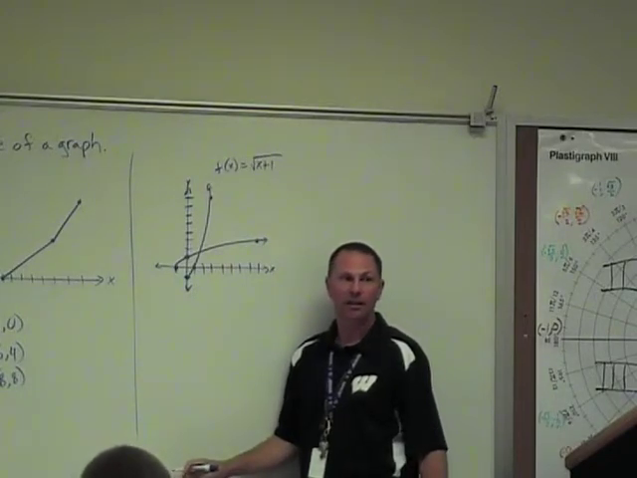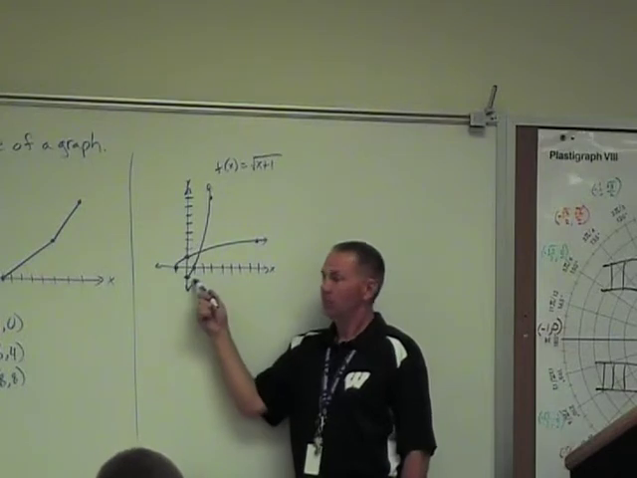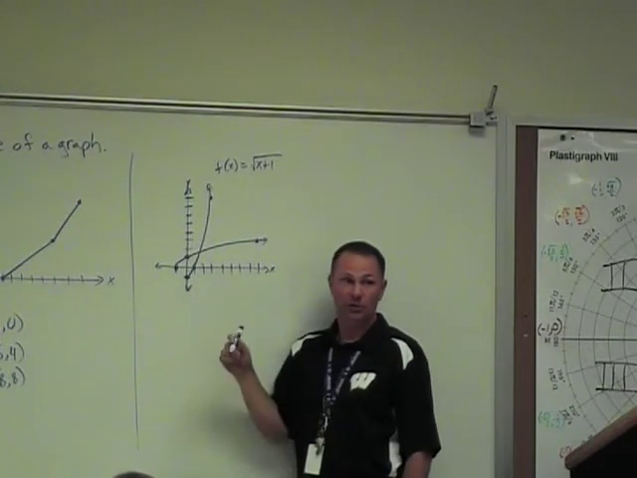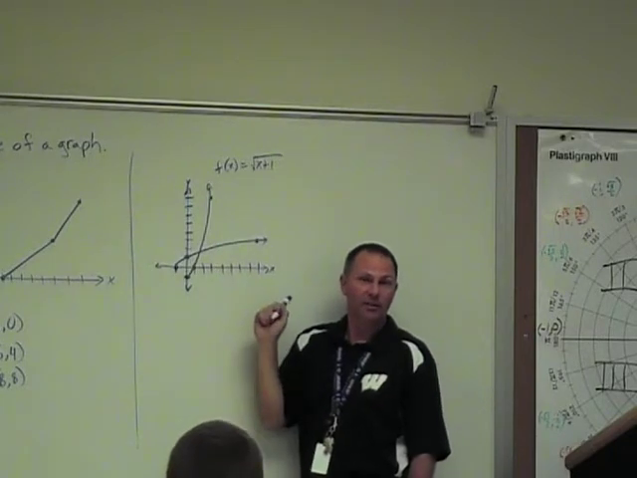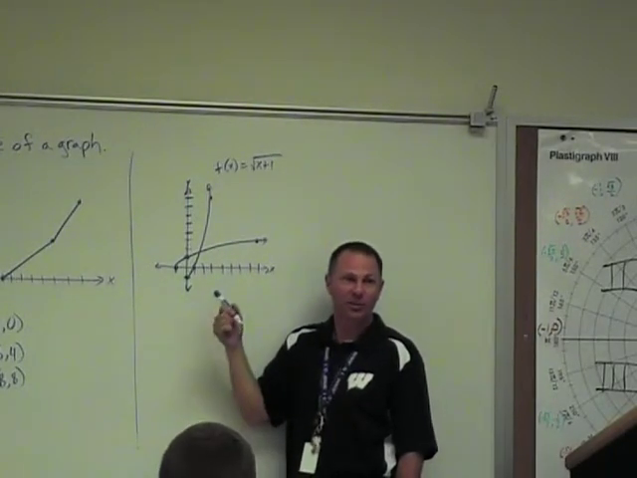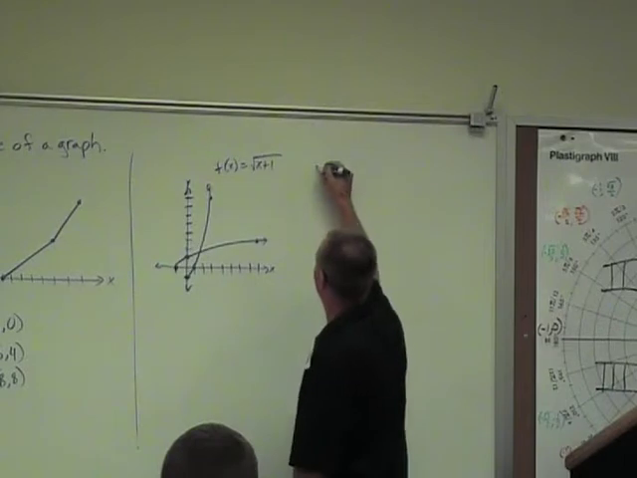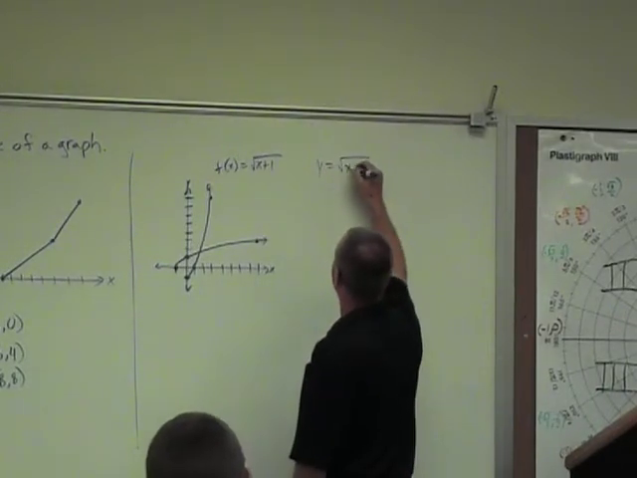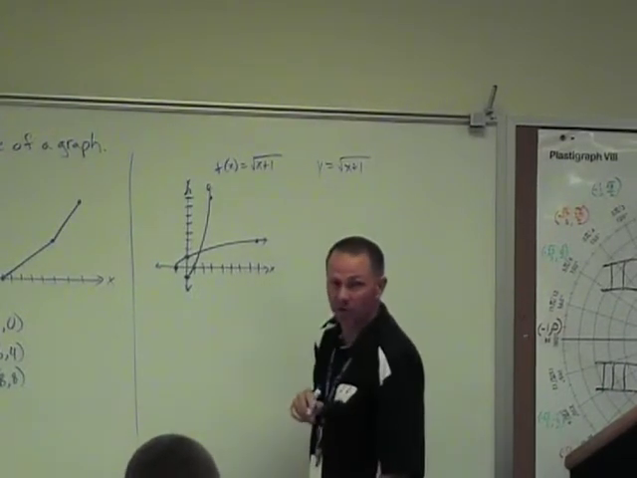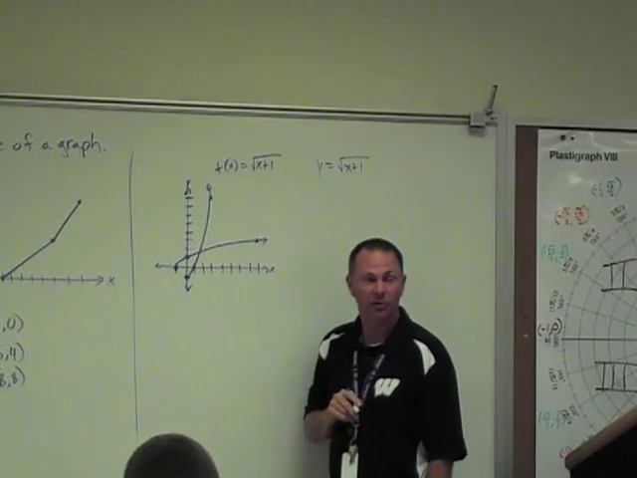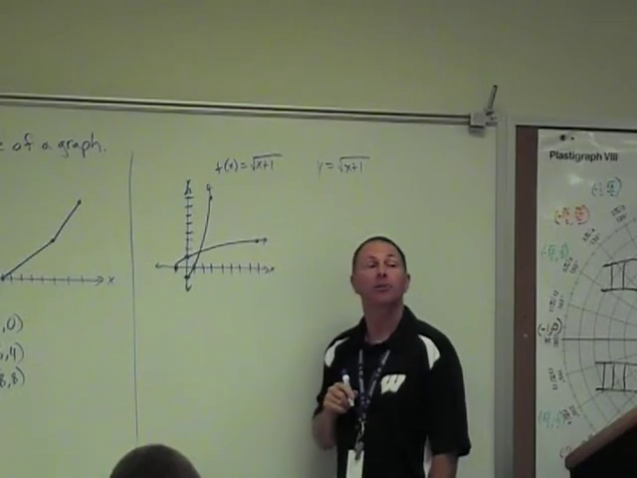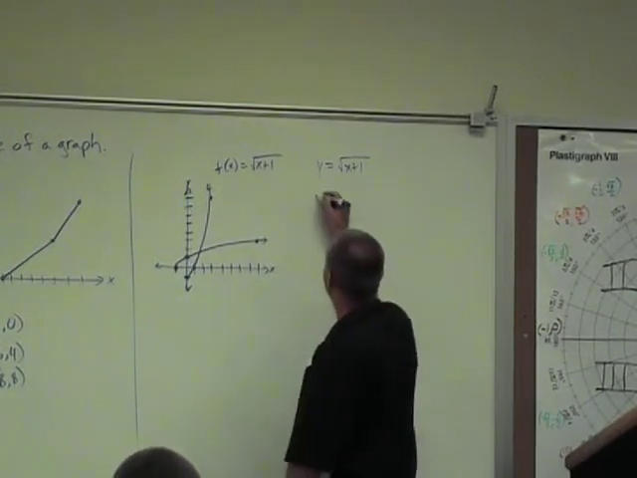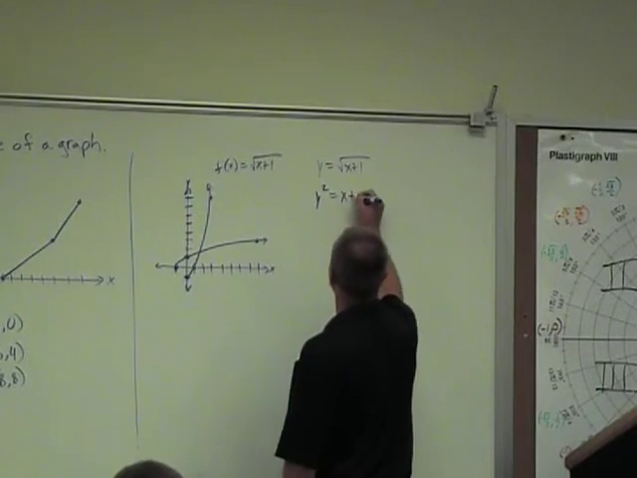Now what if I said I want to know the actual inverse function of this? You gave me the graph. What's that going to be? How do you do that? Step 1. Step 2. Solve for x. How do I solve for x? Square both sides. y squared equals x plus 1. Now what?